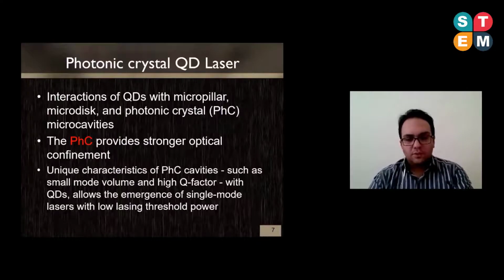Compared with micropillar and microdisk cavities, photonic crystal cavities provide stronger optical confinement. In fact, the interaction of the unique properties of photonic crystal cavities, like their small mode volume and high Q factors, with the properties of quantum dots mainly provides the emergence of a single mode laser with low lasing threshold power.